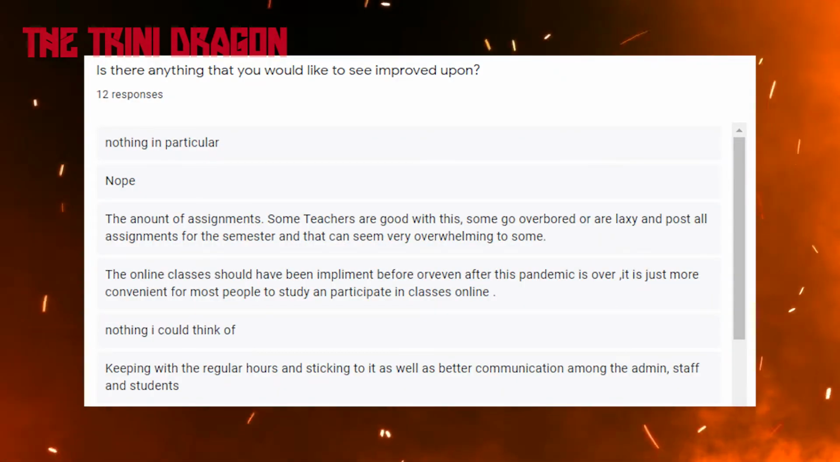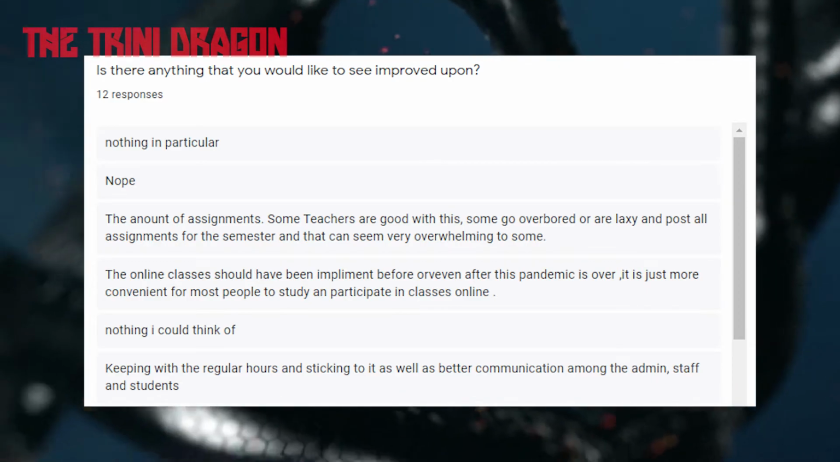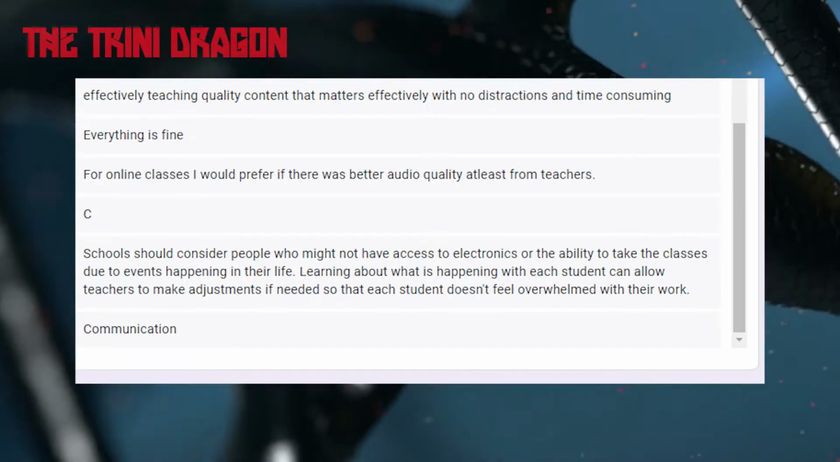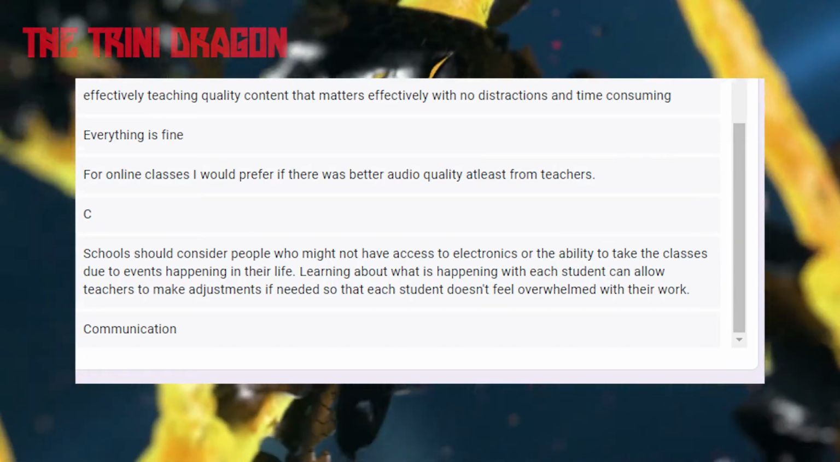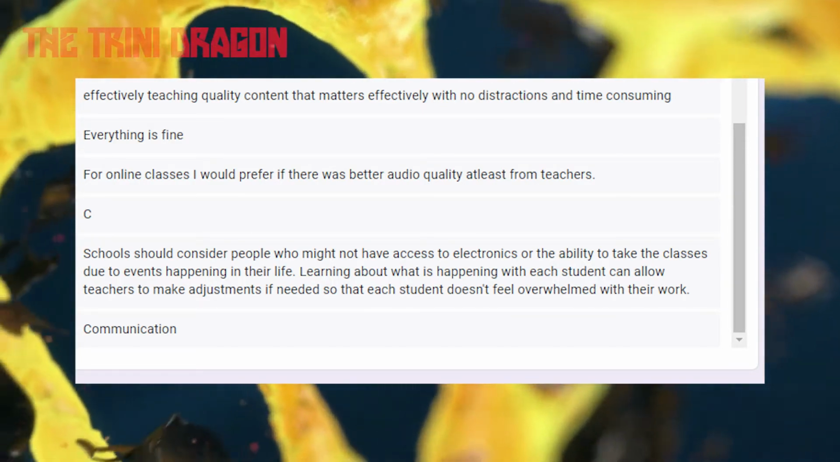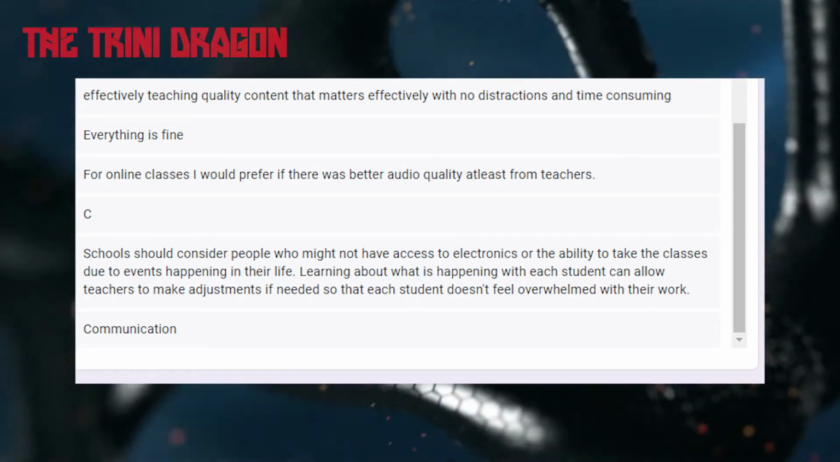Finally, the responses that people would like to see improved were mostly none, but some did have some criticism to say. To summarize, schools should keep in mind that some students don't have electronics, and should provide better communication, better video quality, and regular hours and stick to them.